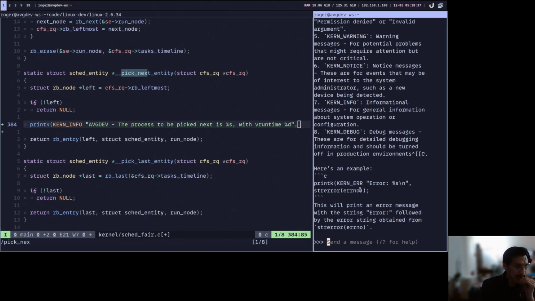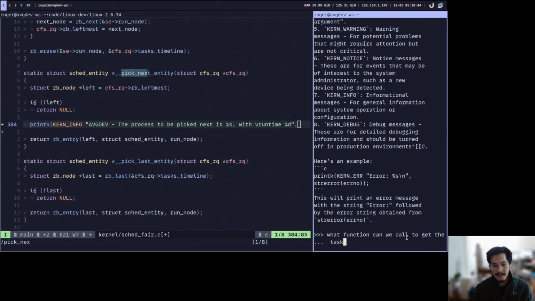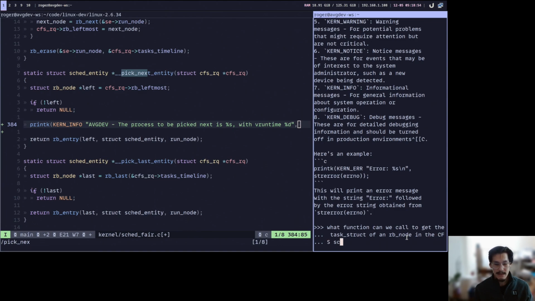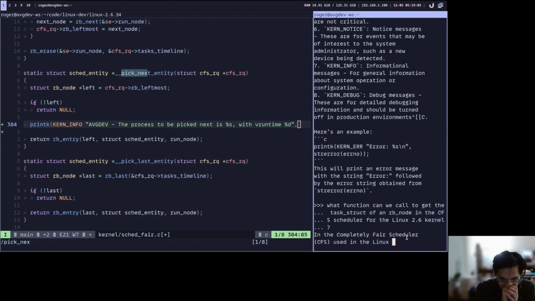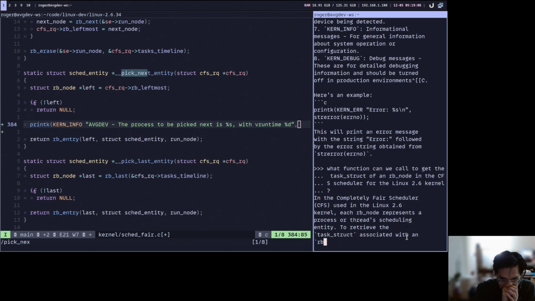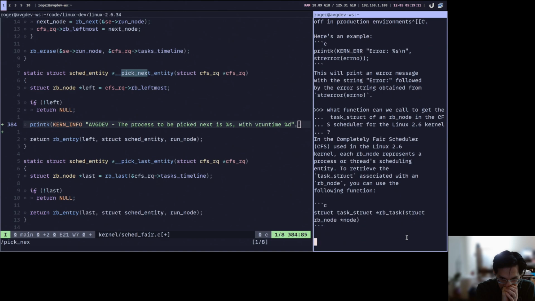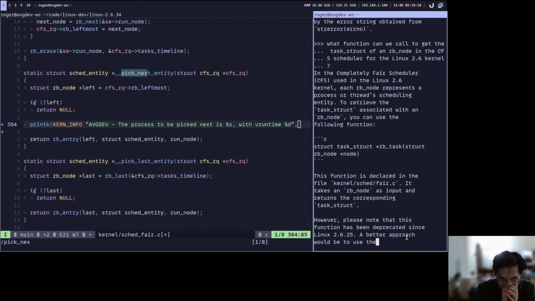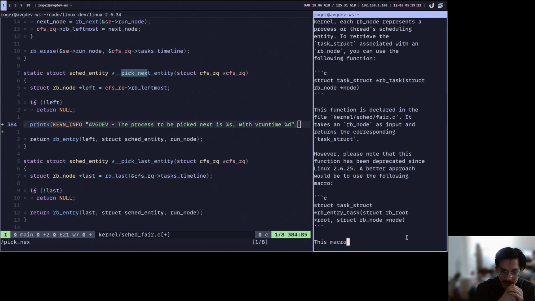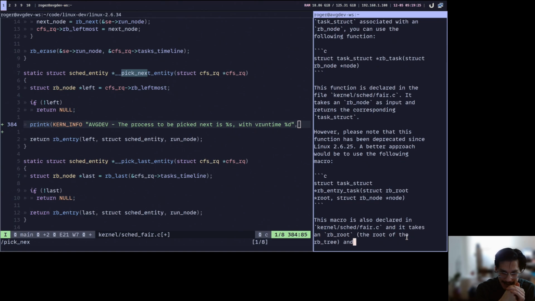Can we actually get, okay, what function can we call to get the task struct of an RB node in the CFS scheduler for the Linux 2.6 kernel? So what function can we call? To retrieve the task associated, you follow function rb_task. Okay. This function has been deprecated. A better approach would be following rb_entry_task.